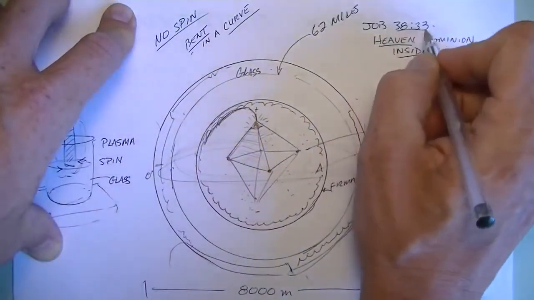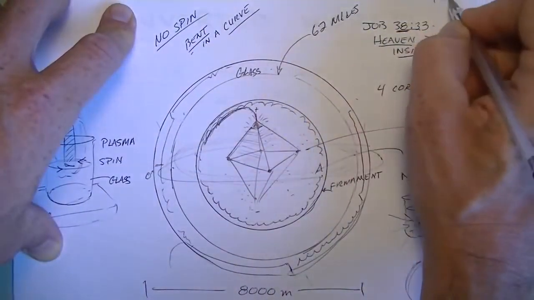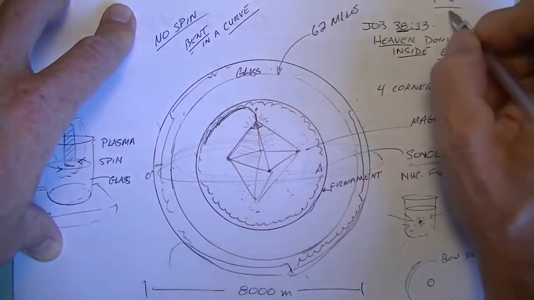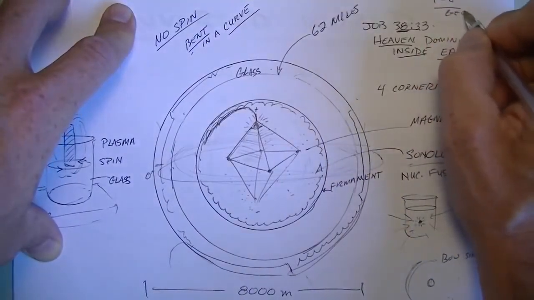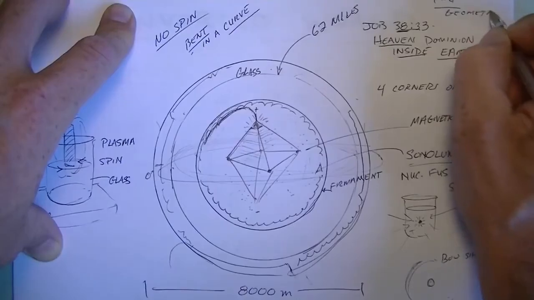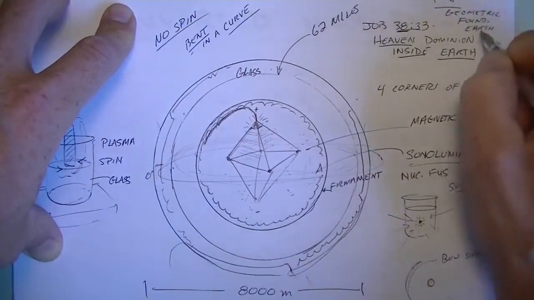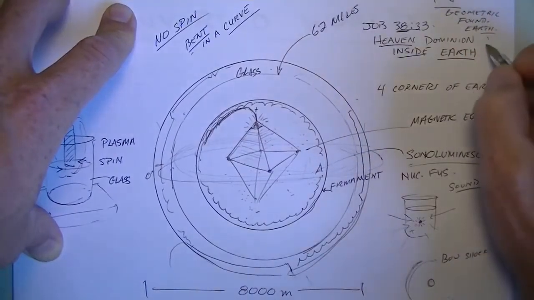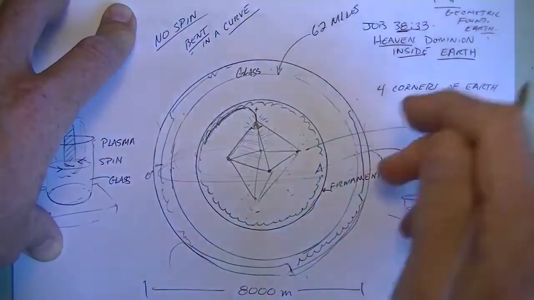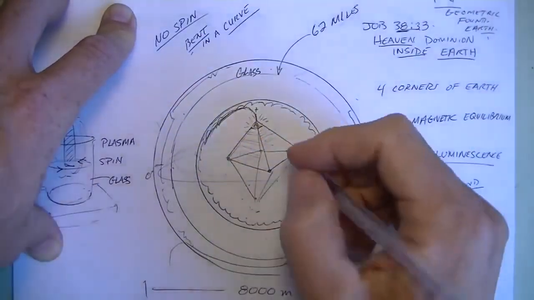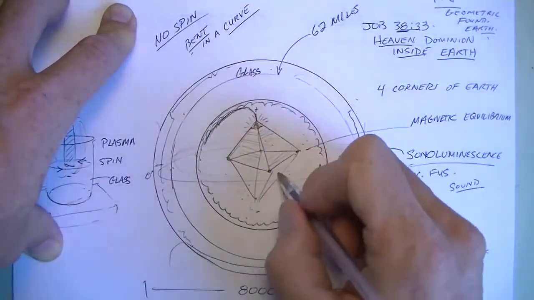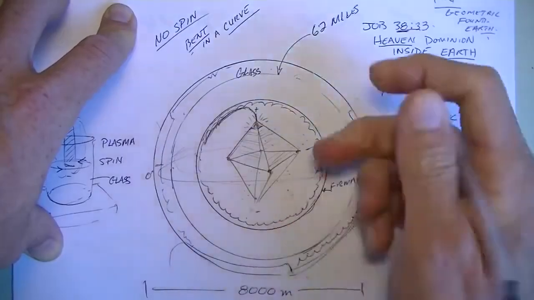Go back to Job chapter 38, verses 1 through 4. It describes a geometric structure when describing the foundations of the earth. And it's also a pyramidal structure, because it talks about the cornerstone, and it talks about being laid with measures. Okay? That's what's going on, okay?